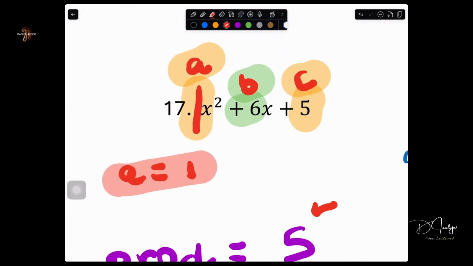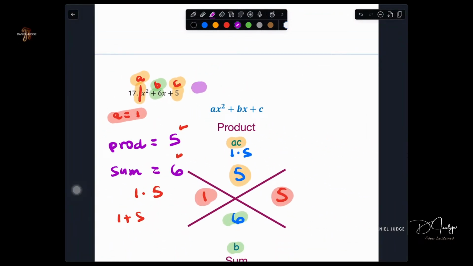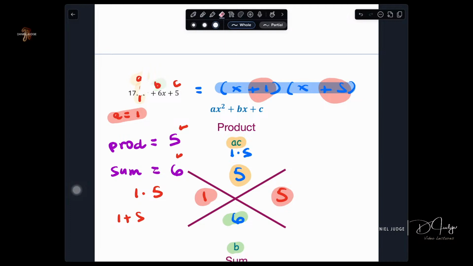And again, since A is 1, we're done. So we can say this just equals x plus 1 times x plus 5. You have just factored by the crisscross method. Keep in mind, it was the numbers found in that exercise, 1 and 5.